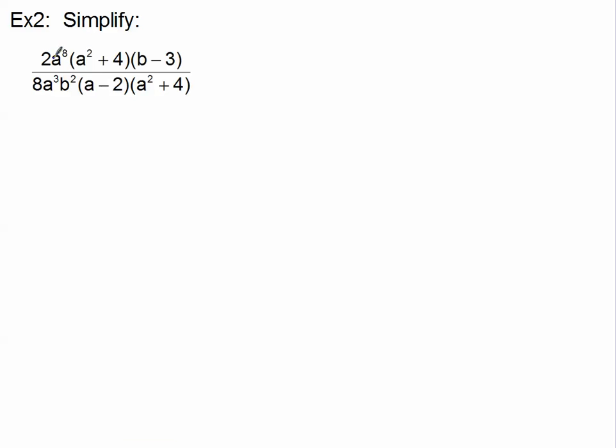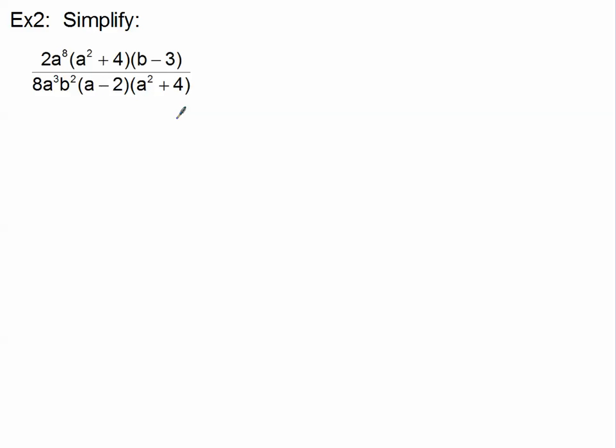In the top, in the numerator, I've got everything multiplied together. I actually have 8 factors of a. I wrote it as a to the eighth rather than writing out 8 a's. I don't want to do that. I'm going to write it as a to the eighth. In the denominator, I've got 8 times a cubed times b squared times this factor times this factor. So yes, everything is being multiplied together.